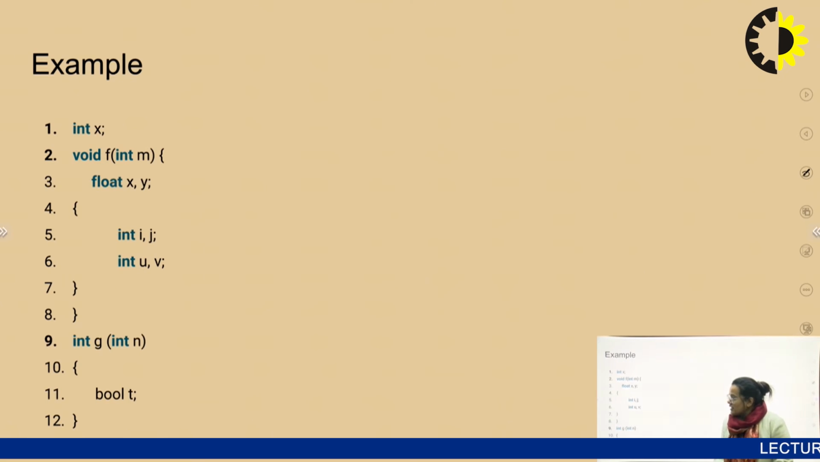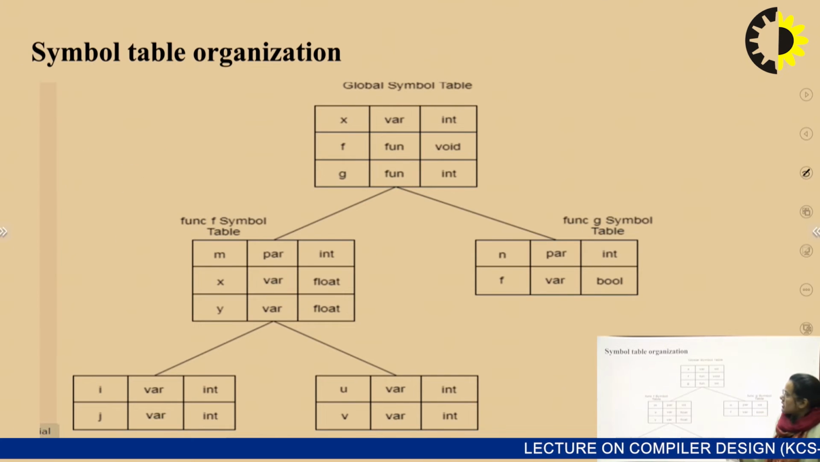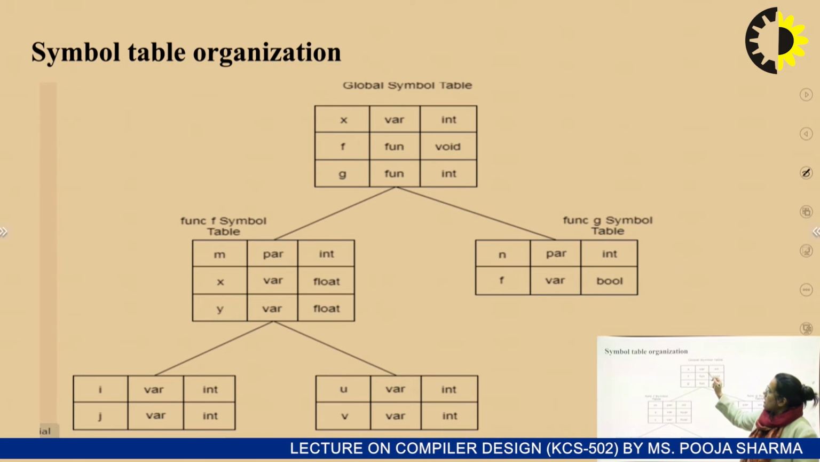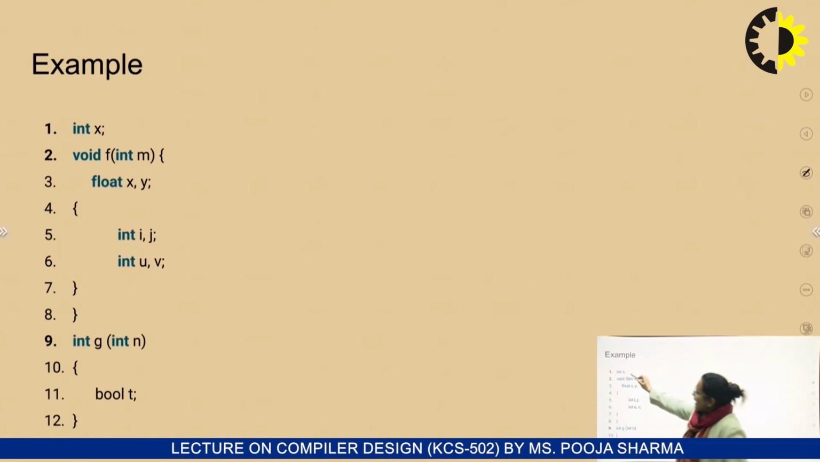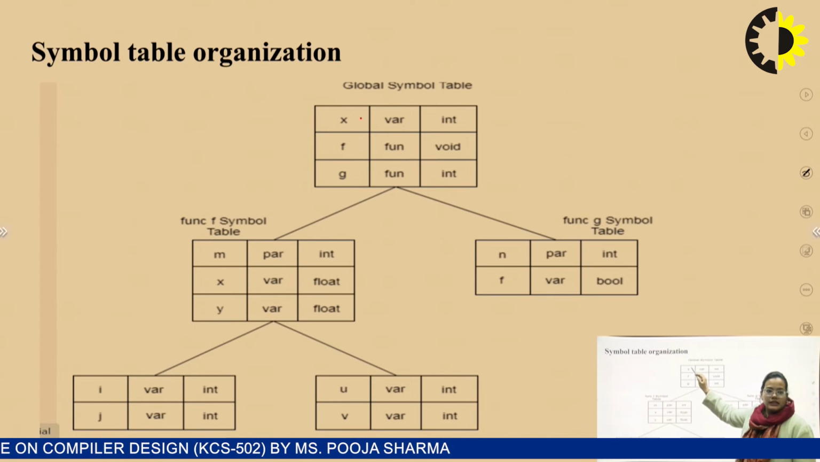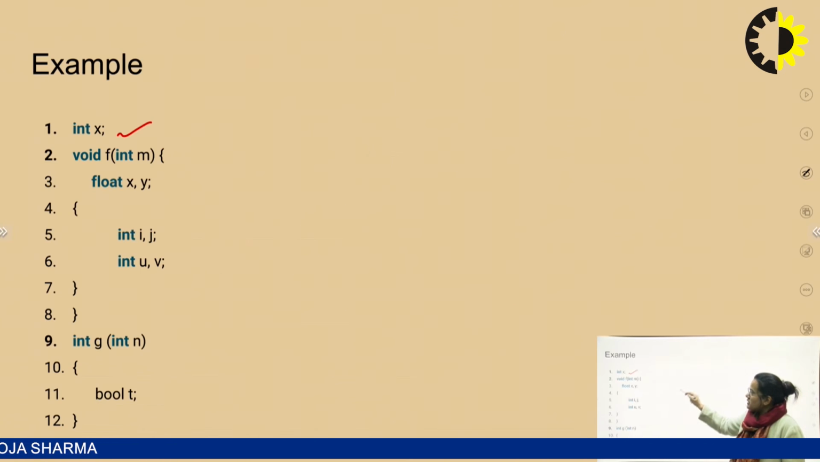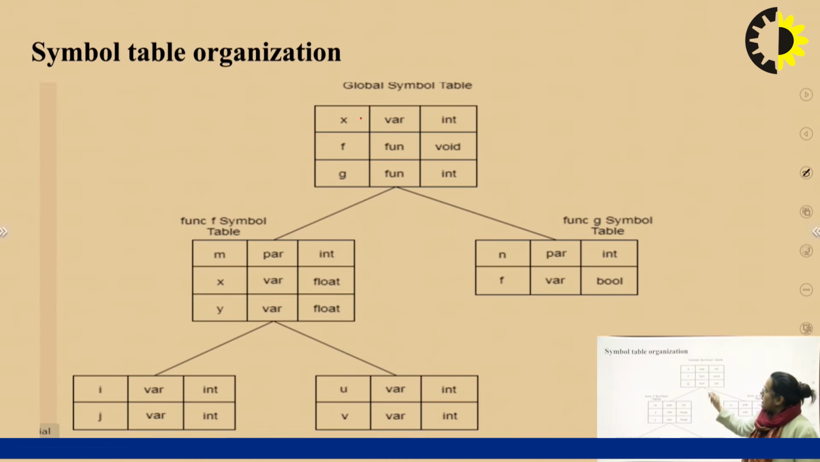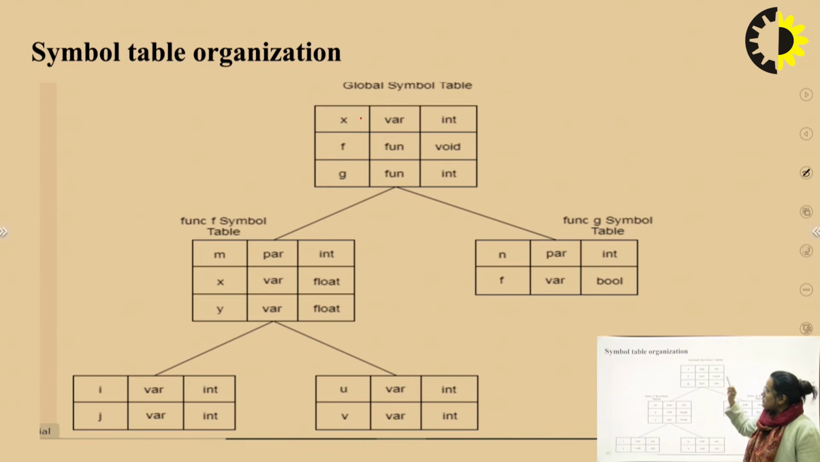Now next is g. g is another function. So this is the symbol table organization. First is the global symbol table. In the global symbol table, x is globally defined and it is a variable of type int. f is a function. There are two functions, f and g. f is a function whose return type is void, and g is also a function, its return type is int.